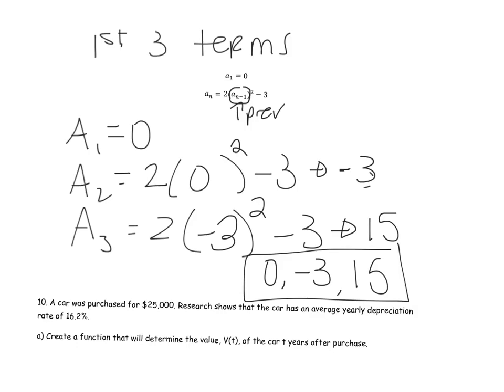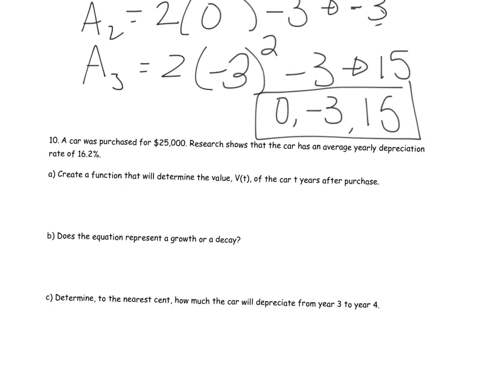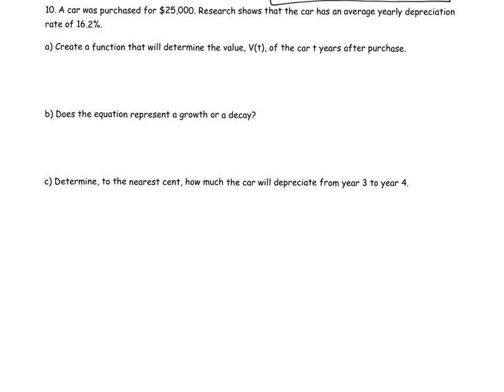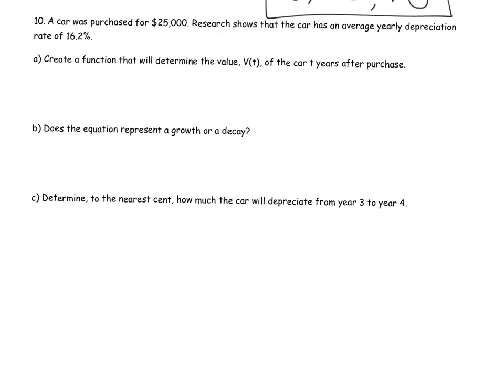Okay? And then last but not least, I know this has been a long one. A car was purchased for $25,000. I feel a growth or decay problem coming on. Research shows that the car has an average yearly depreciation, is that growth or decay? We're going to be decaying, going down, rate of 16.2%. Create a function that will determine the value v of t over t years.